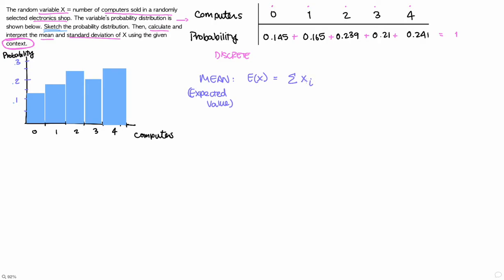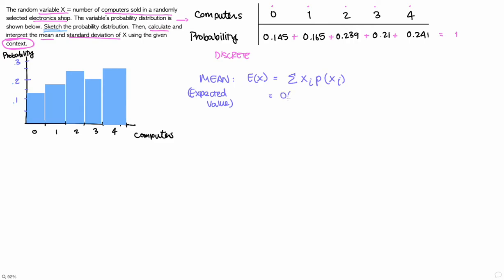We denote that by x of i. That's the specific values like 0, 1, 2, 3, and 4. And we multiply that by the probability of all of these specific values. So that's the probability of these specific x of i's. And we take the sum of that, and then that is our weighted average. So we can go ahead and calculate that.